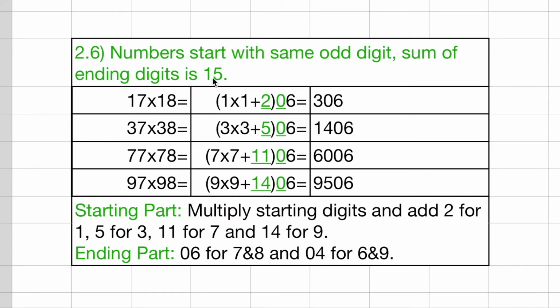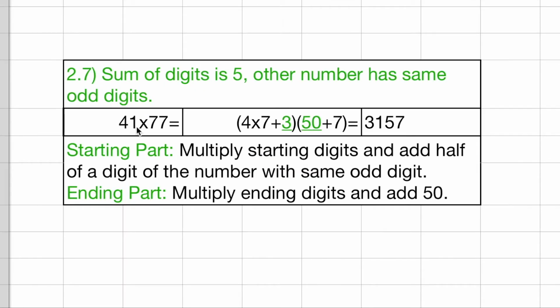Sixth case, here number starts with same odd digit and sum of ending digits is 15. So it can start with 1, 3, 7 or 9, and here it can be either 7, 8 or 6, 9. So for a starting part, we multiply starting digits and add 2 for 1, 5 for 3, 11 for 7 and 14 for 9. And for ending part, it's going to be 06 for 7 and 8 and 04 for 6 and 9.